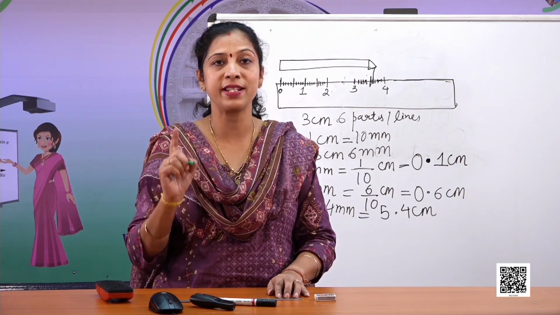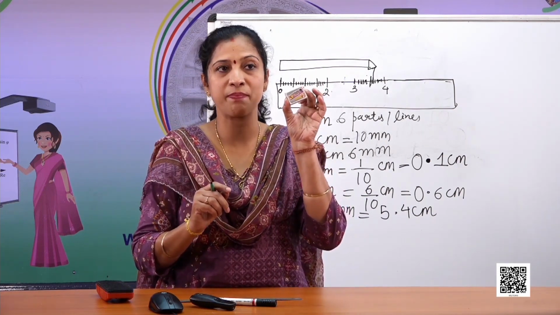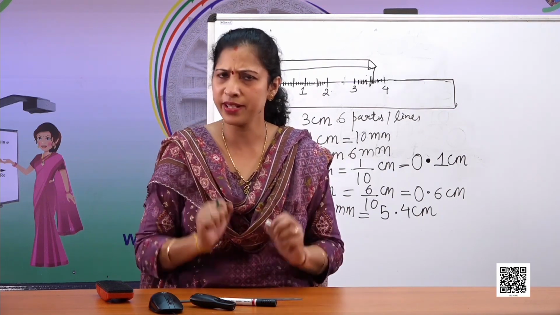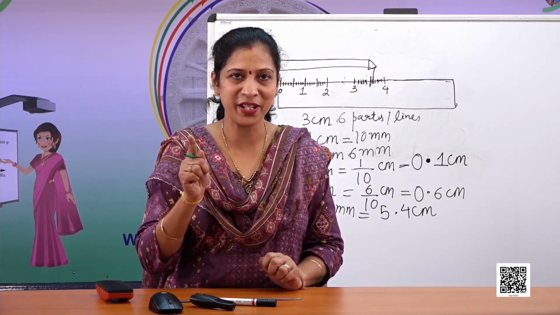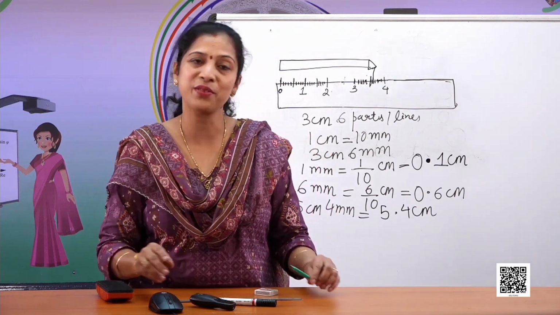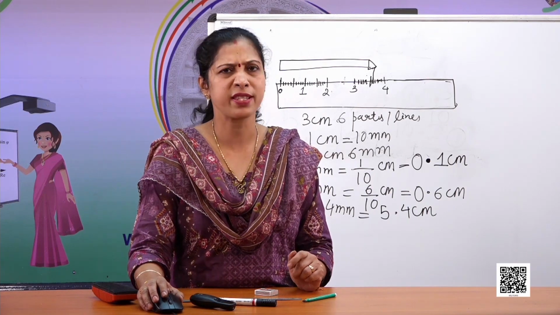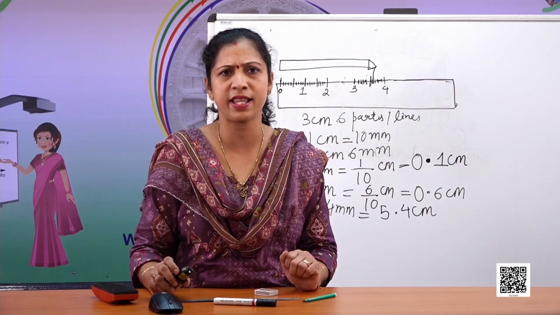So 4 centimeter, 7 millimeter. The length of this matchbox is 4 centimeter, 7 millimeter. So can we tell it in centimeter? Yes, very good. It is 4.7 centimeter. Now you understood how to measure. Now let's go to the next example where something wrong has happened. Let's see what that wrong thing is.